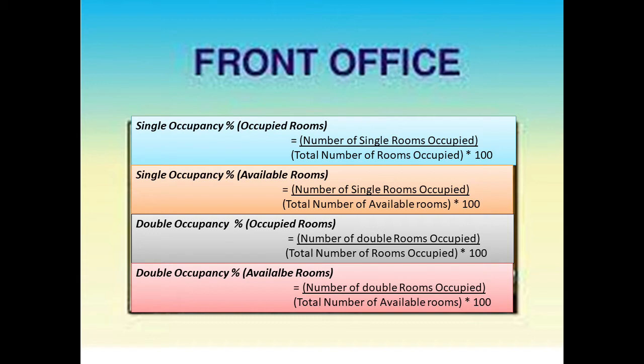For the double occupancy percentage, occupied rooms is equal to the number of double rooms occupied over the total number of rooms occupied multiplied by 100. And for the total occupancy percentage, available rooms is equal to the number of double rooms occupied over the total number of available rooms multiplied by 100.